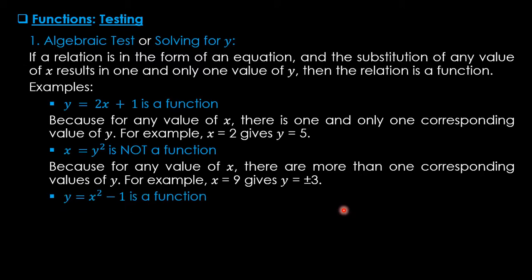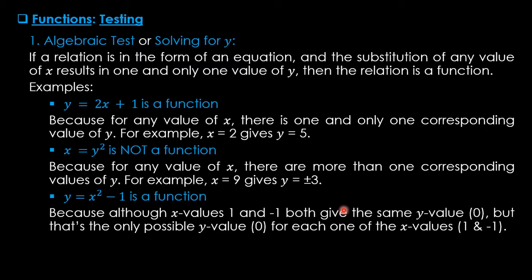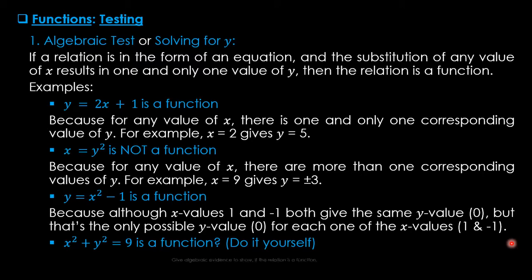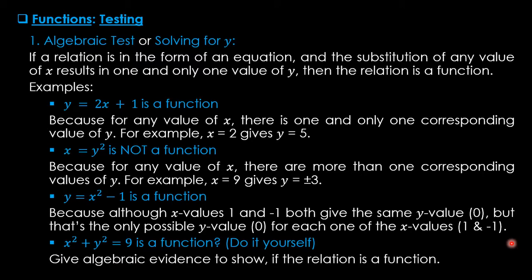What happens to y equal to x square minus 1? It is a function again, because although x values 1 and minus 1 both give the same y value, x equal to 1 or minus 1 both give y equal to the single value 0. That's why it is a function. What about this one? This is do it yourself: x square plus y square equal to 9. Is it a function? Show the algebraic evidence.